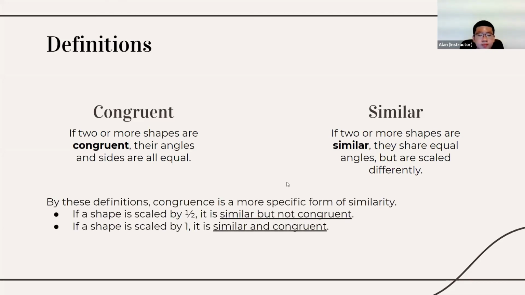So based on these definitions, congruence is actually a more specific form of similarity, because you can tell that if they're congruent, it basically means that it's scaled by a ratio of 1. So all congruent shapes are similar to each other, but not all similar shapes are congruent to each other.